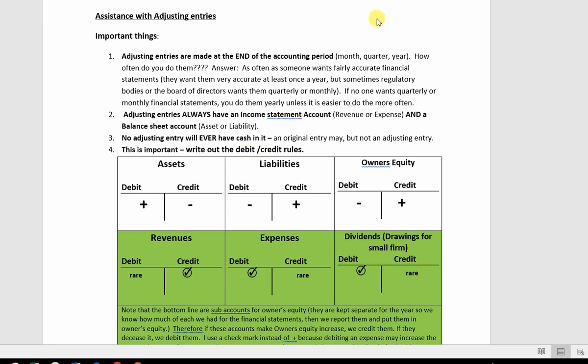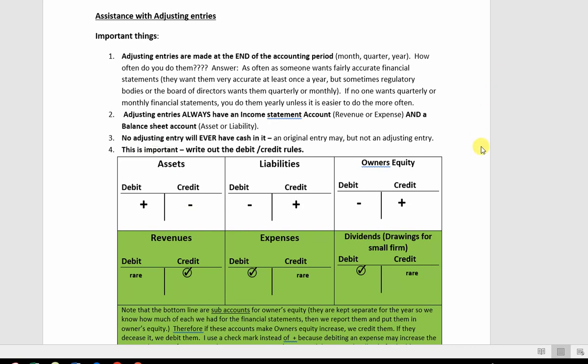And the reason is if you have cash in the same period, let's say I pay my rent every day, I will debit rent expense and credit cash, and I will do that for today, and so the journal entry gets the expense in the right period. So the whole purpose of adjusting entries is because cash comes at a different point in time than the revenue or expense, so that I have to make an adjusting entry. So no adjusting entry will ever have cash in it. Journal entries have cash in them, but not adjusting entries.